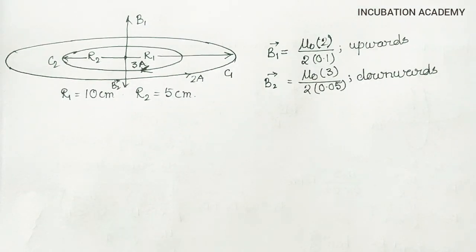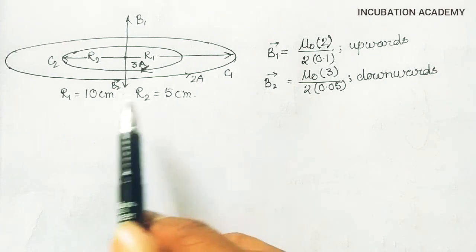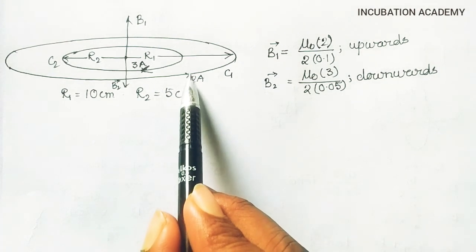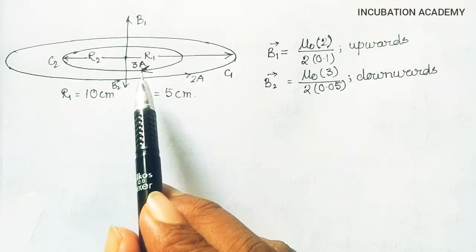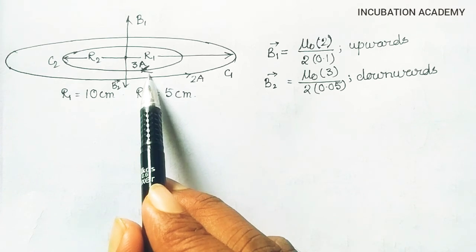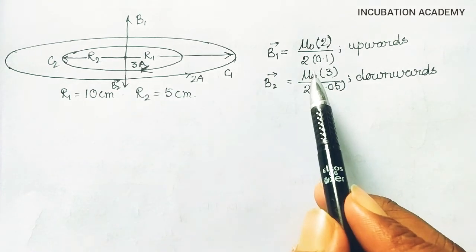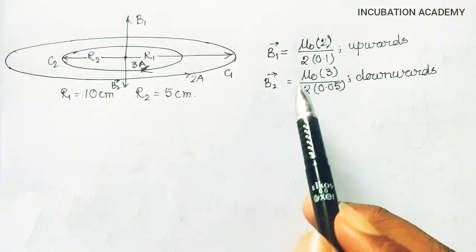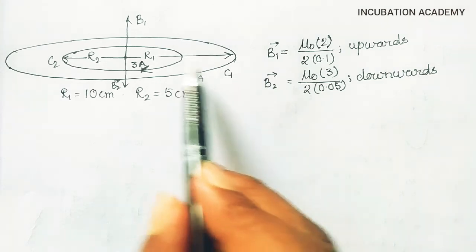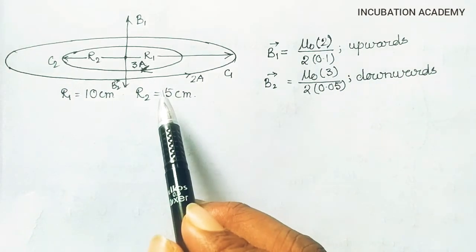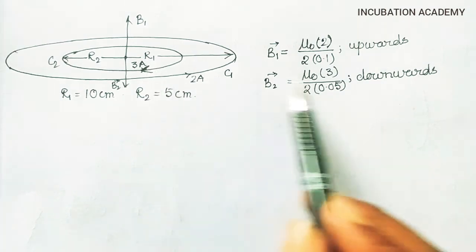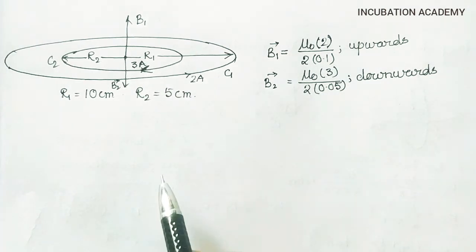If you look at this picture carefully now, then I think you have noticed that the current 2 ampere is in the same direction, but I reverse the direction of the current flow of 3 ampere. Then according to the right hand grip rule, the magnetic field due to the coil C1 is in the upward direction and the magnetic field due to the coil C2 is in the downward direction for the obvious reason.